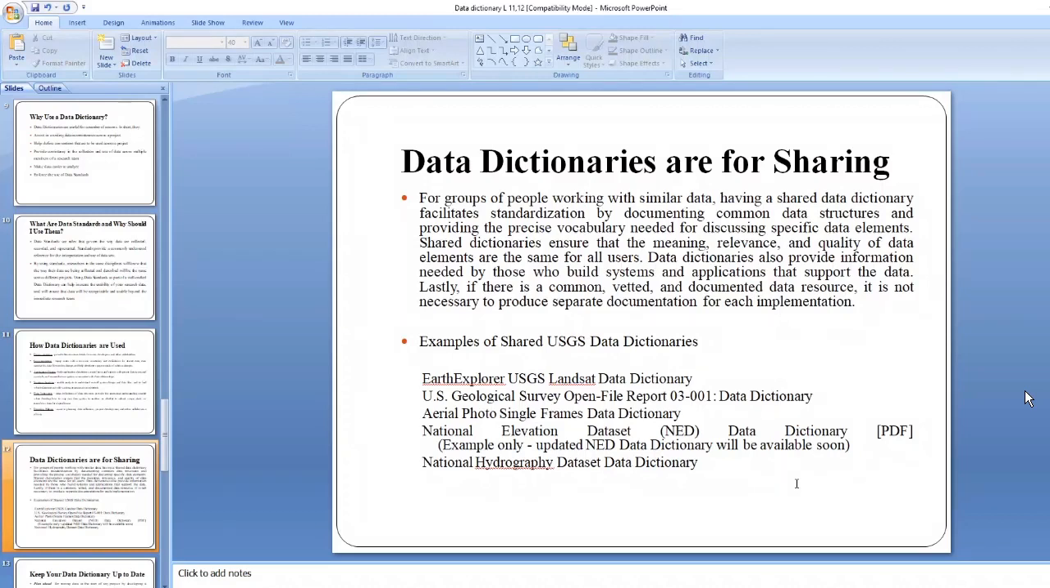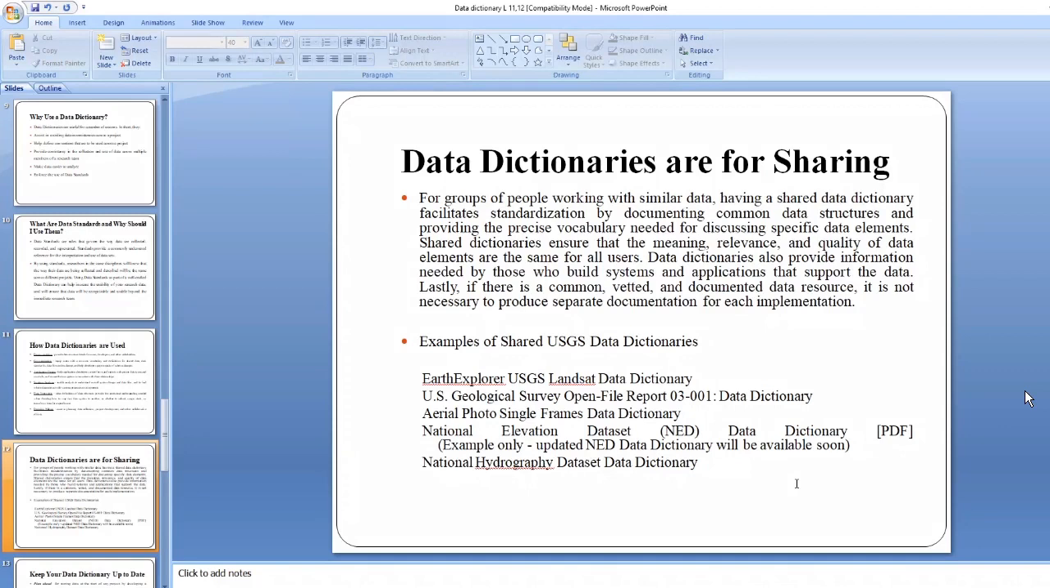Now, an example of shared data dictionaries is the USGS, which means United States Geological Survey data dictionary. Here they have shared their data dictionary with the people. Okay, so there are a few examples. You can go on Google and search for these examples. The links have been given.